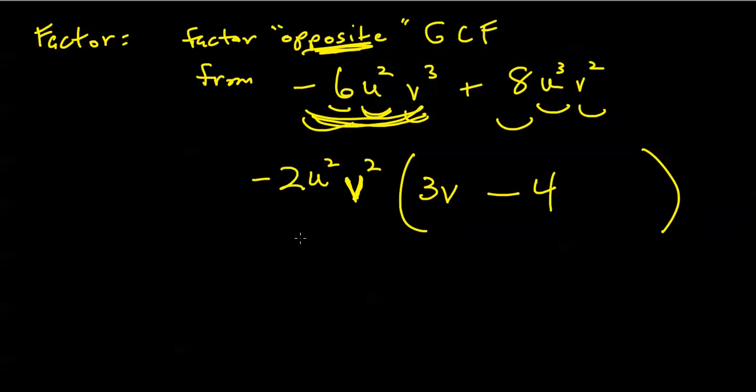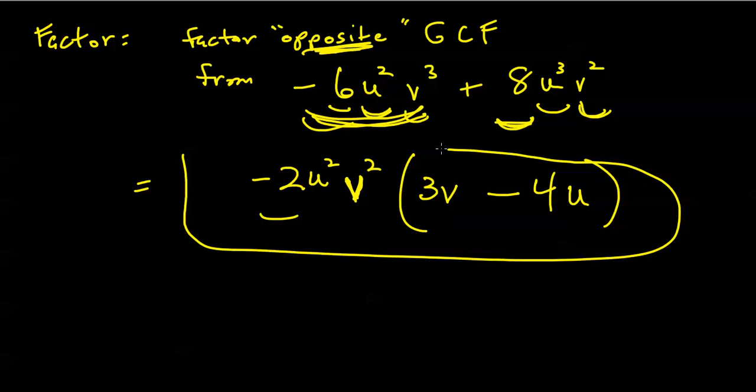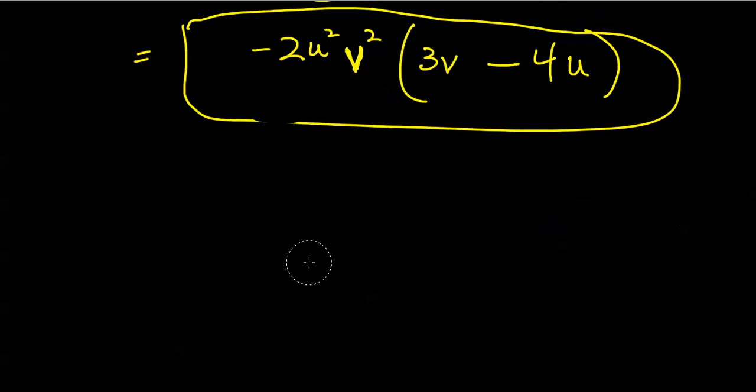Minus 4. Minus 2 times minus 4 should be positive 8. Recall, u squared, I'll have 1 factor of u left here, and I've taken out 2 factors of v, so no factors of v left inside. So my final answer is going to be minus 2u squared v squared times 3v minus 4u. Factoring GCFs.